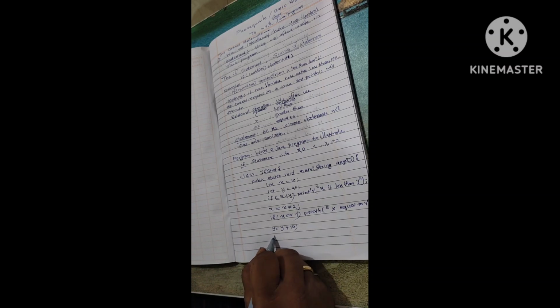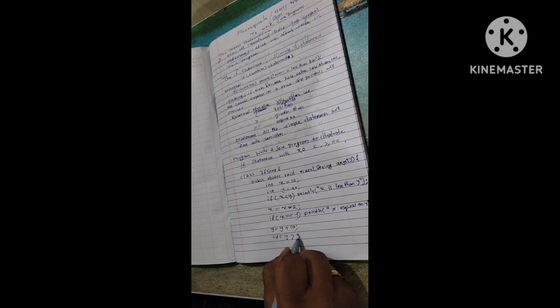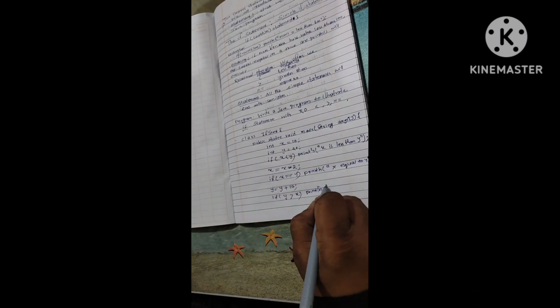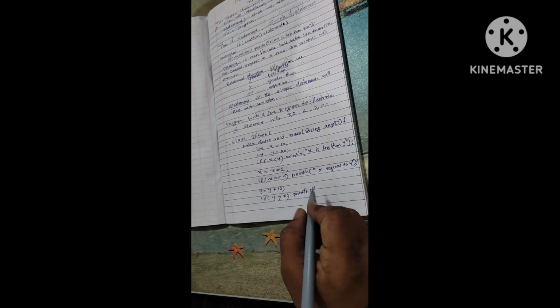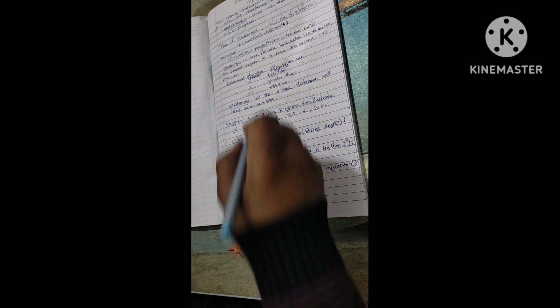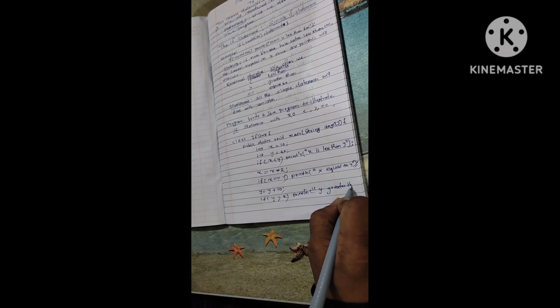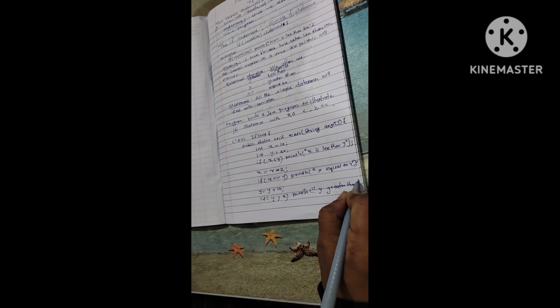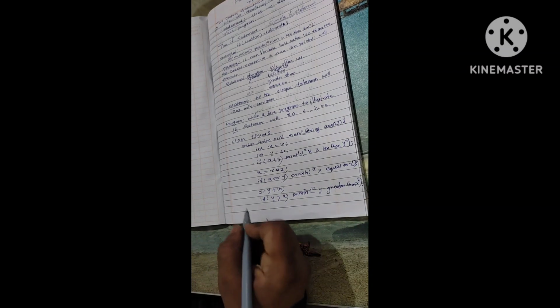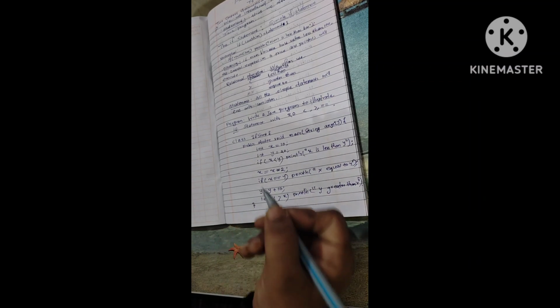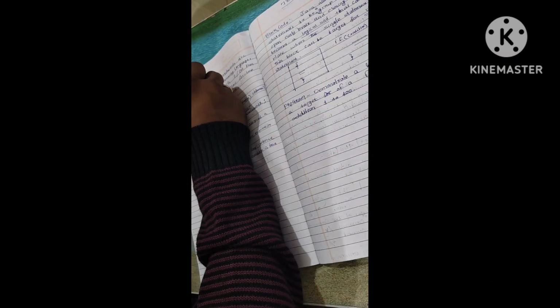What is the comparison here? If y is greater than x, we'll write println "y greater than x", with double quotes and semicolon. The main method should close here and the class will close here. So this is the simple if statement.